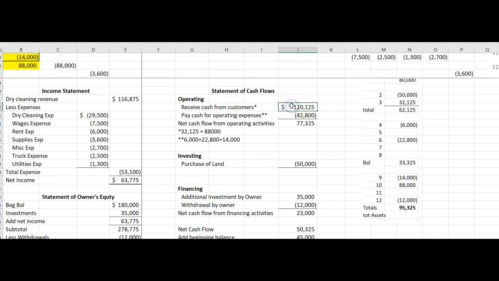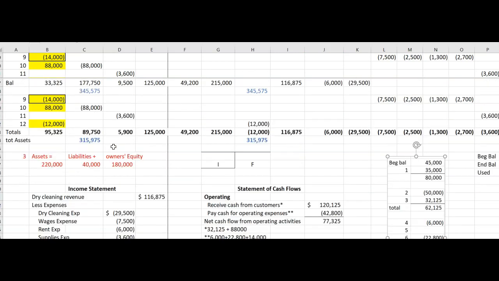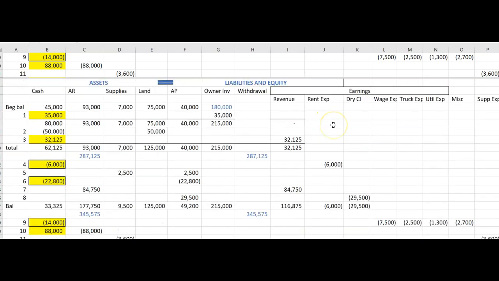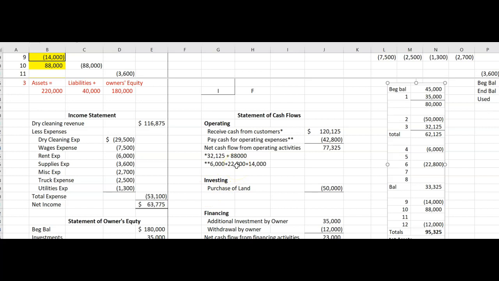Our first line is, how much did customers pay us? The cash received from customers was the 32,125 for number 3, and then the 88,000 when they paid on account. Those are both cash payments from customers, so cash received from customers was 120,125. Then paid cash for operating expenses, and this is the one that's hard. 6,000 for rent expense was the first one, number 4. Then 22,800 was number 6, and the last one is 14,000, number 9.